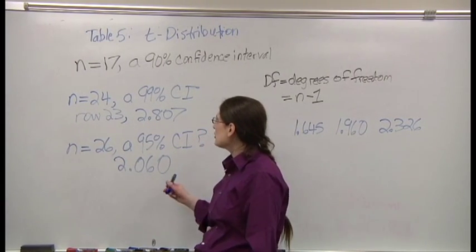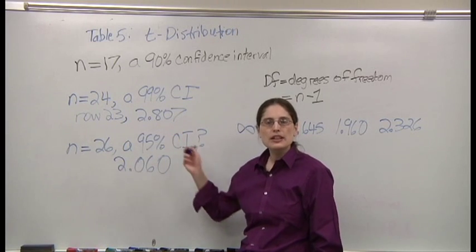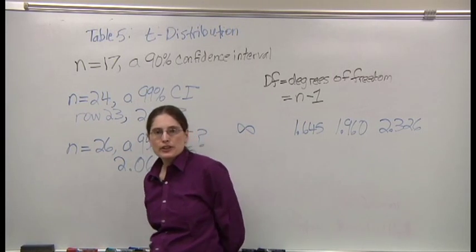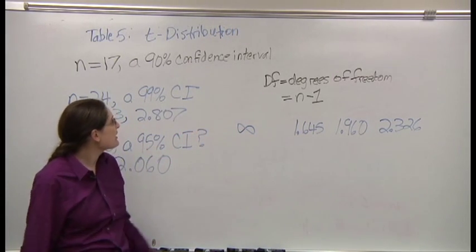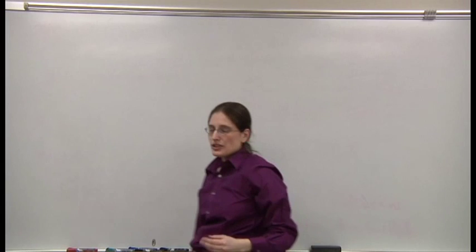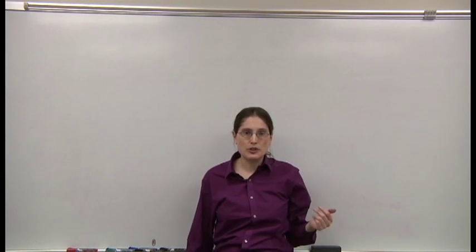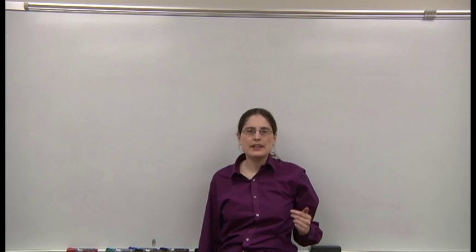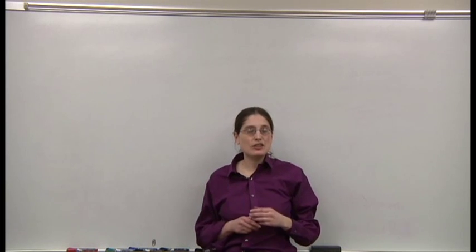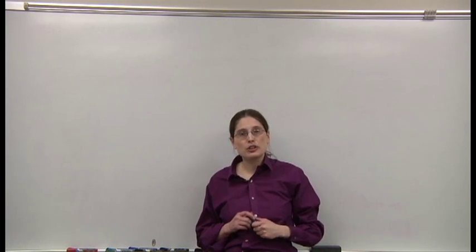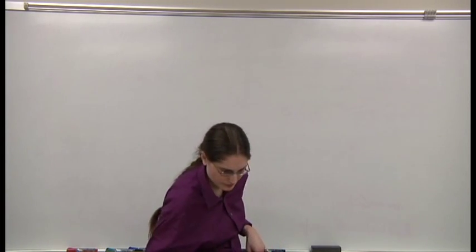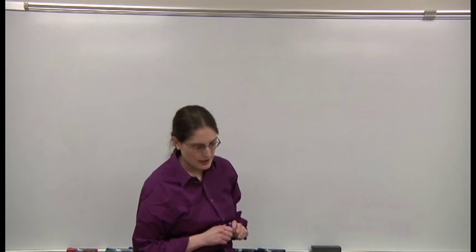The t-values are kind of close to the z-values. They're just a little bit bigger. And the bigger your sample size, the closer the t-value gets to the z-value. So essentially, the t-distribution is a modified z-distribution that is just a little bigger to take into account the fact that you're also uncertain about the standard deviation.